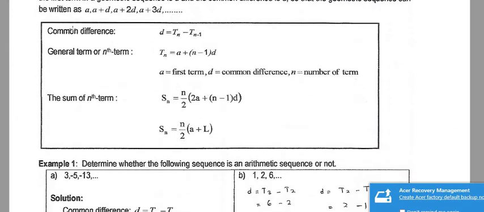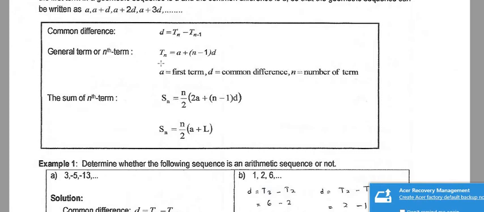Okay, how to find the common difference of arithmetic sequence? Okay, the common difference, the symbol is D equal Tn minus Tn minus 1. T is the symbol for term. N is the number. Okay, N is the number of term.